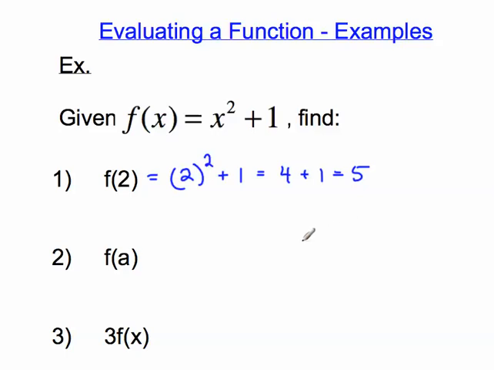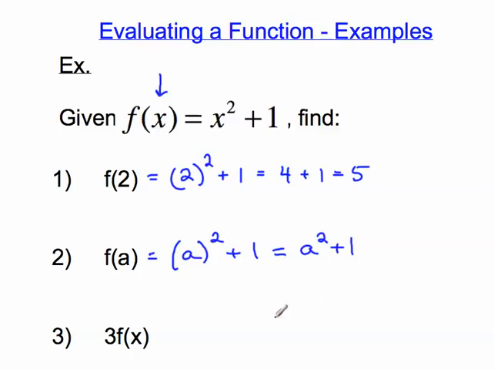Pretty straightforward. And here's a different looking example. We've got a instead of x. So all we've done actually is we've substituted in another variable, a, for x. Although it seems a little unusual at first, we do the same thing. We put in a everywhere we had x. So f of a is equal to a squared plus 1.